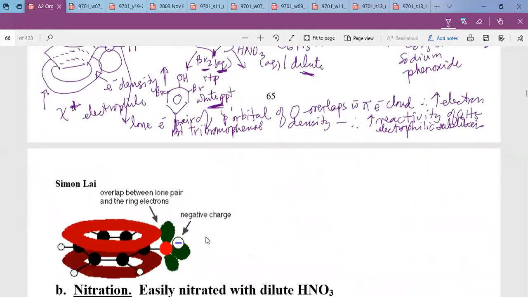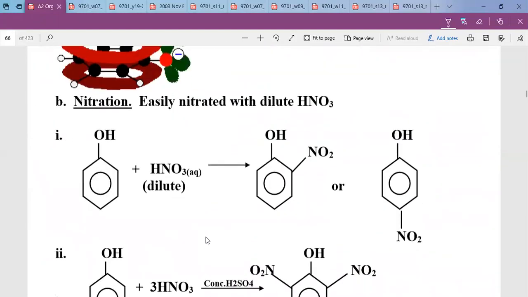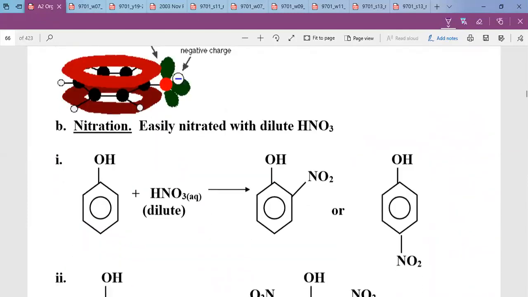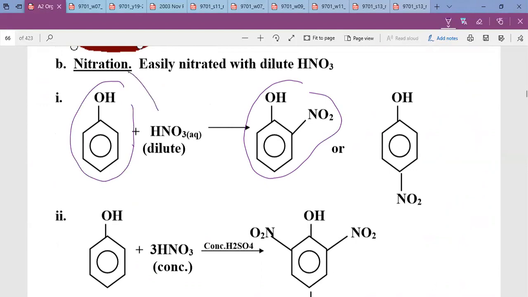Now one more just to remind you, because after this you can see they always come up. Remember, I have nitrated my phenol. In this nitration we use dilute nitric acid because why? This OH activates the ring due to the resonance effect, where the lone pair is able to delocalize itself into the ring.